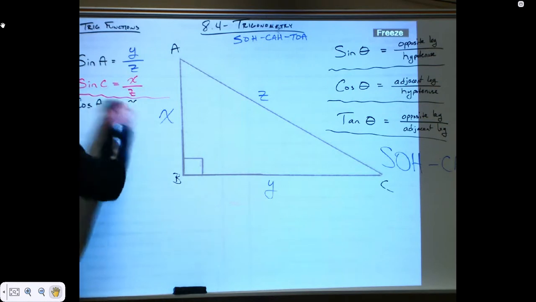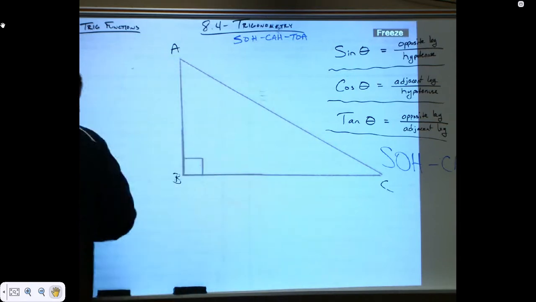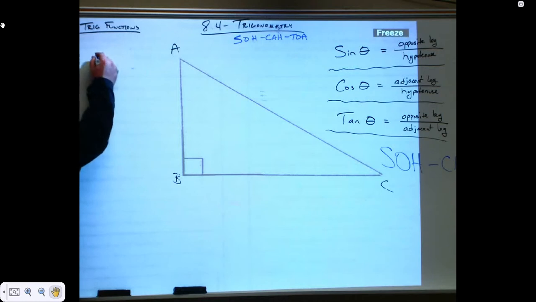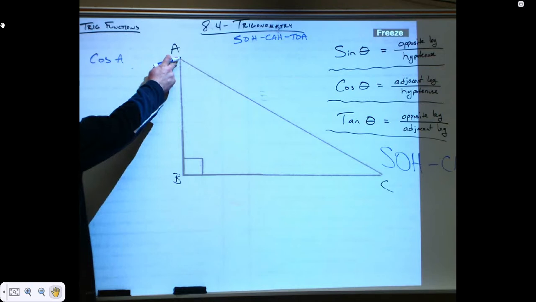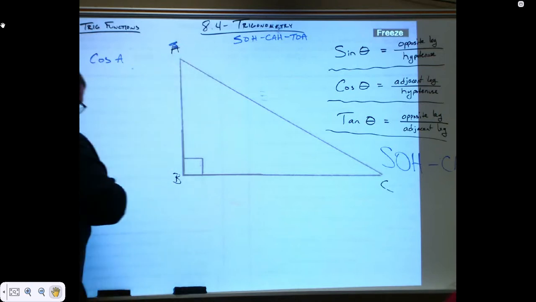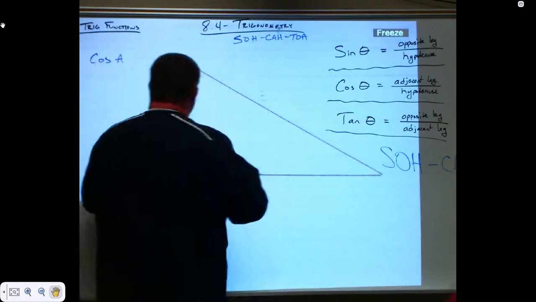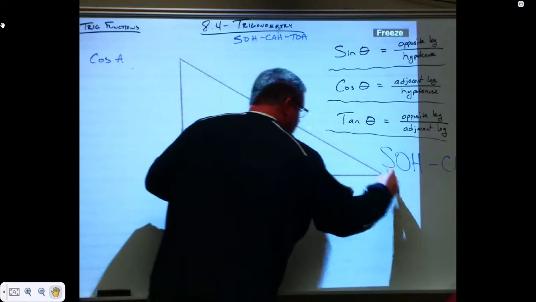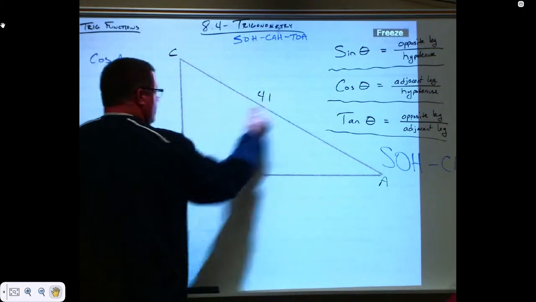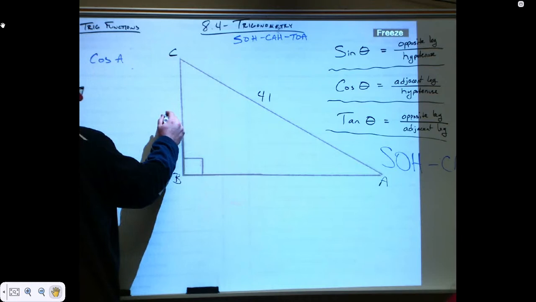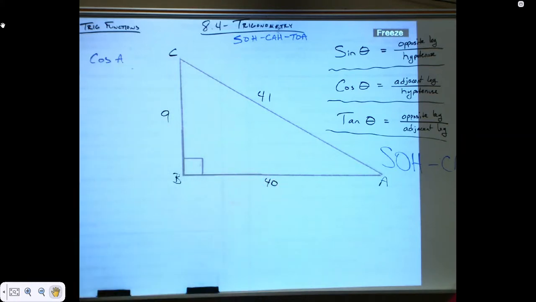Okay, and I know our pictures won't be exactly the same here, but on number 1, they ask for the cosine of A, don't they? And is A right here? No. Okay, so it's like this. A's right here, and C's right here. What's this? 41. What's this? 9. 40. Okay, the cosine of A.